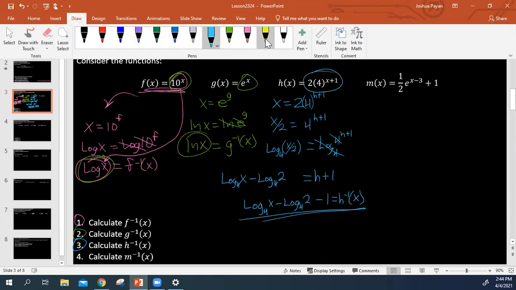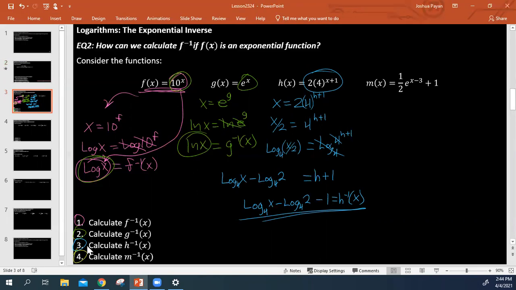Okay, last example, yellow for this one. So we want m inverse, right? This one's even uglier, but again, piece by piece. So x is equal to 1/2 times e to the m minus 3, all plus 1. Right? So I'm going to subtract 1. Okay, then I'm going to multiply by 2 on both sides. So I've got 2 times x minus 1 is equal to e to the m minus 3. Then I'm going to take the natural log of both sides.